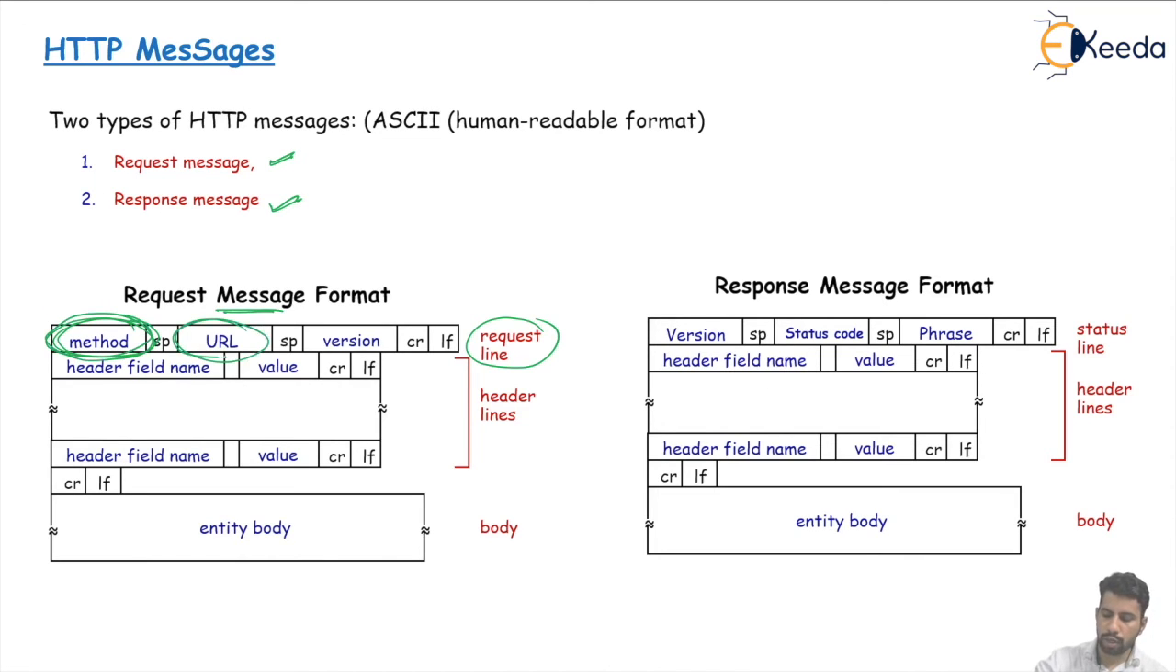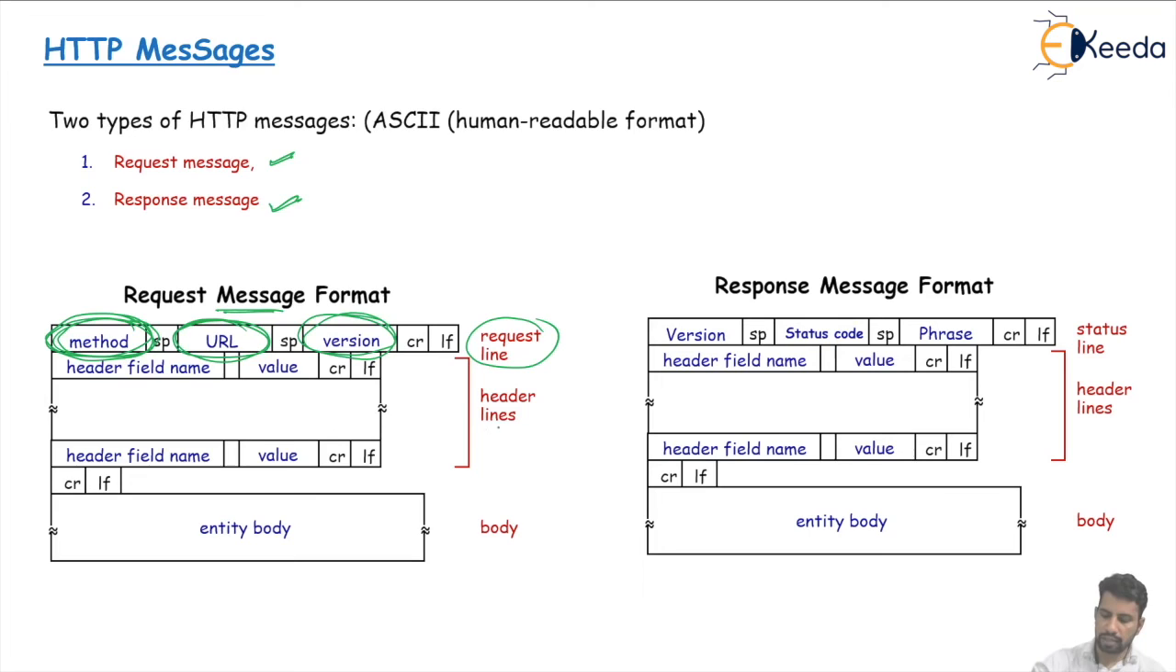And next is URL. URL is the address for the particular web page. URL is the combination of host name as well as the path name. Second is version. Version represents which type of connection you are using in HTTP. You are using 1.0 non-persistent connection or 1.1 persistent connection.